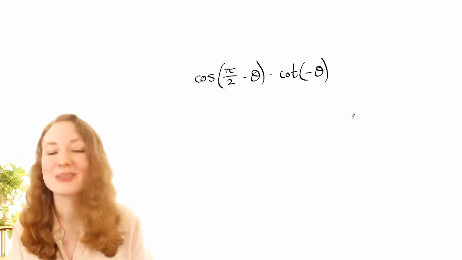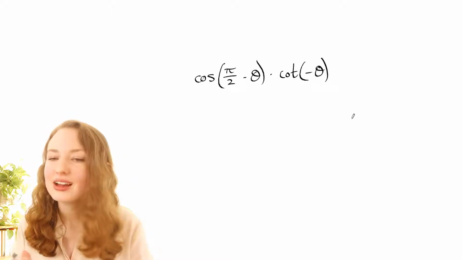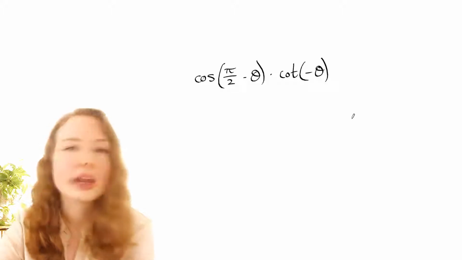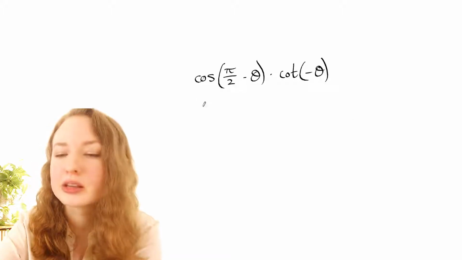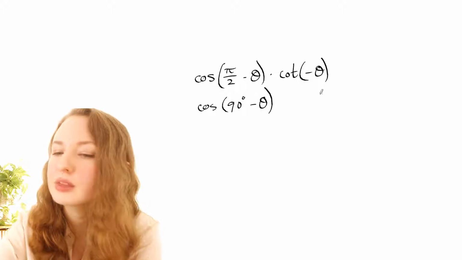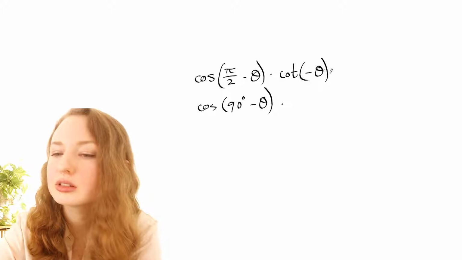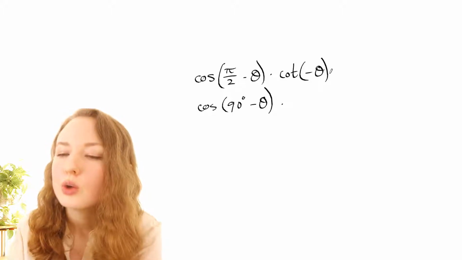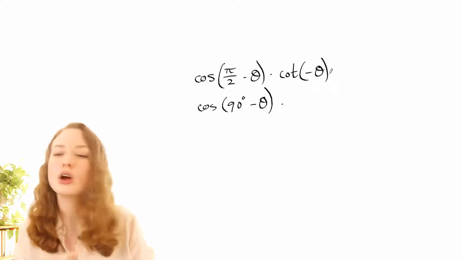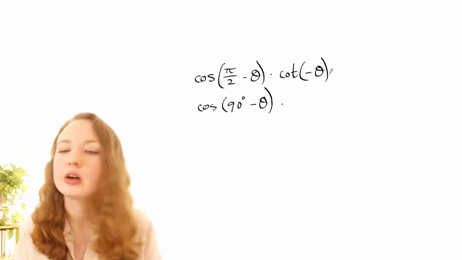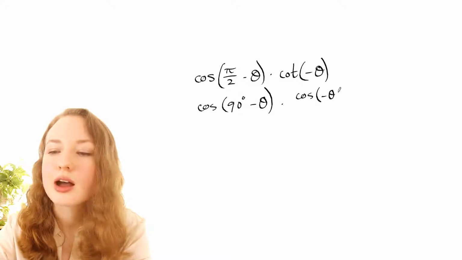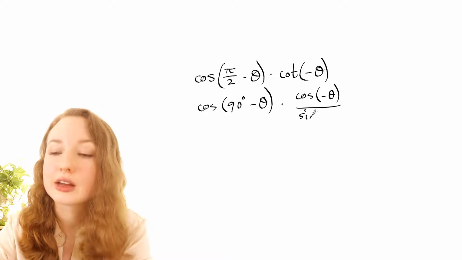Okay, let's try simplifying this one. So if you want to write this in terms of degrees, that might help if you're not too comfortable with radians. So this means cos 90 degrees minus theta times the cot negative theta. Now, we could express that as 1 over tan negative theta, but it might be easier if we express it as cos negative theta over sine negative theta.